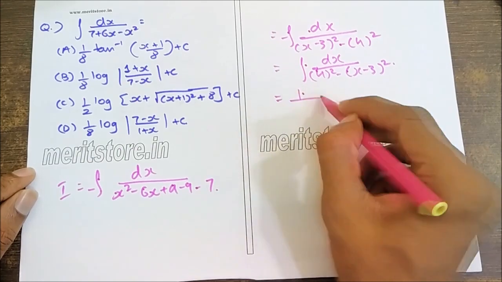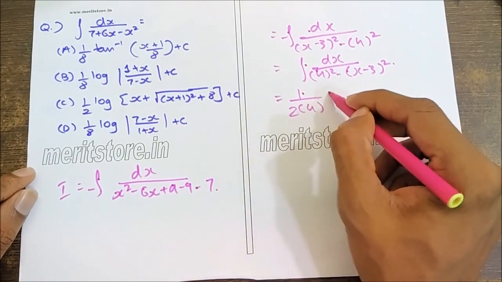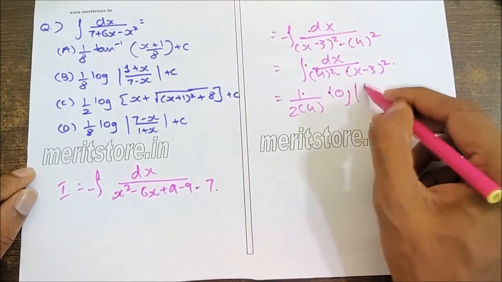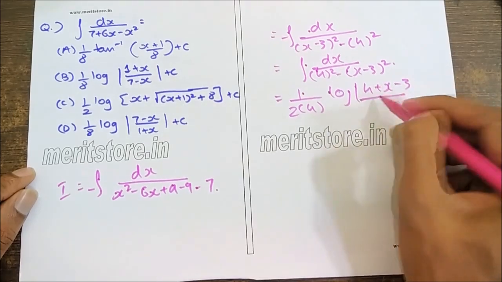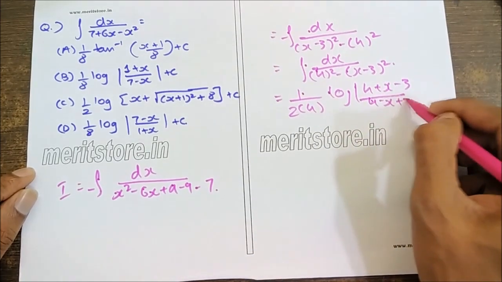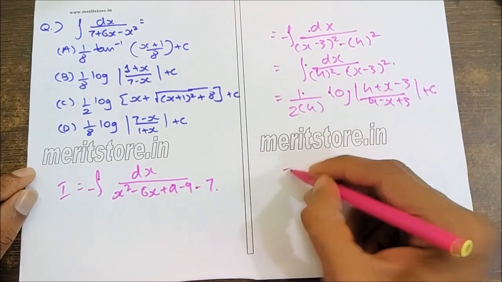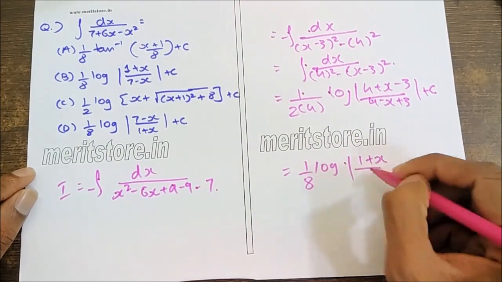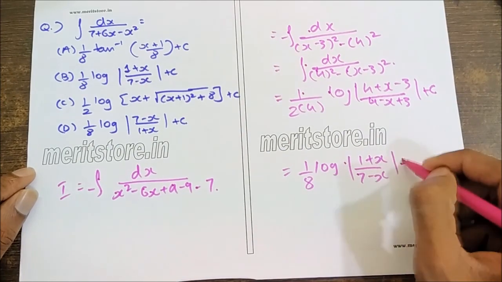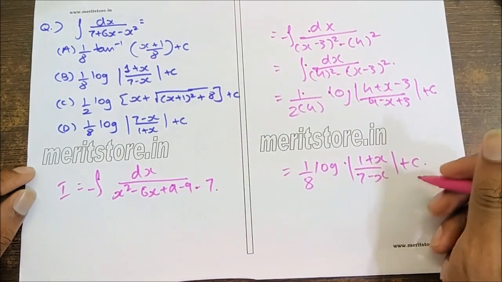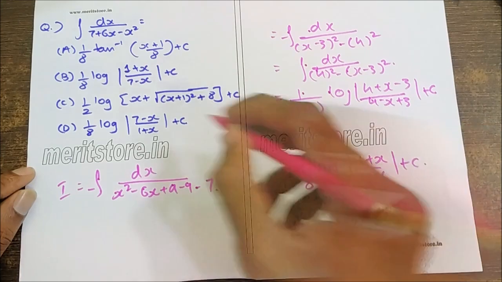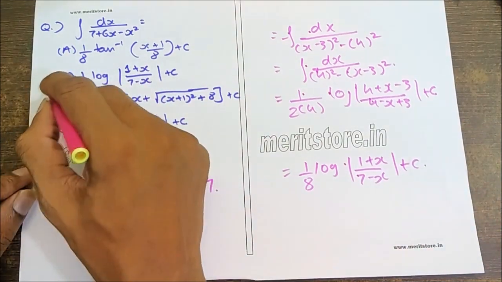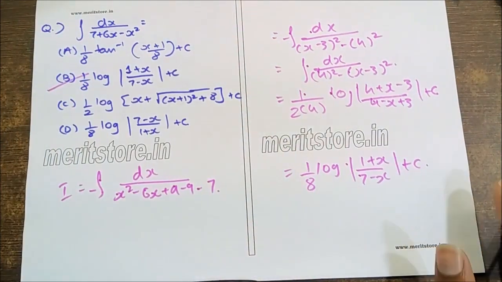Taking integral, we get 1 upon 2 into 4 log of mod of 4 plus x minus 3 upon 4 minus x plus 3 plus c, which is 1 by 8 log of mod 1 plus x upon 7 minus x plus c, which matches option B. Therefore option B is the correct answer.